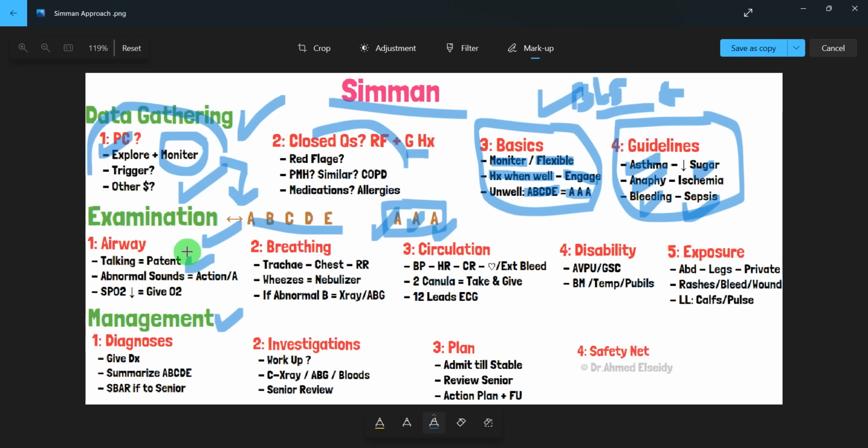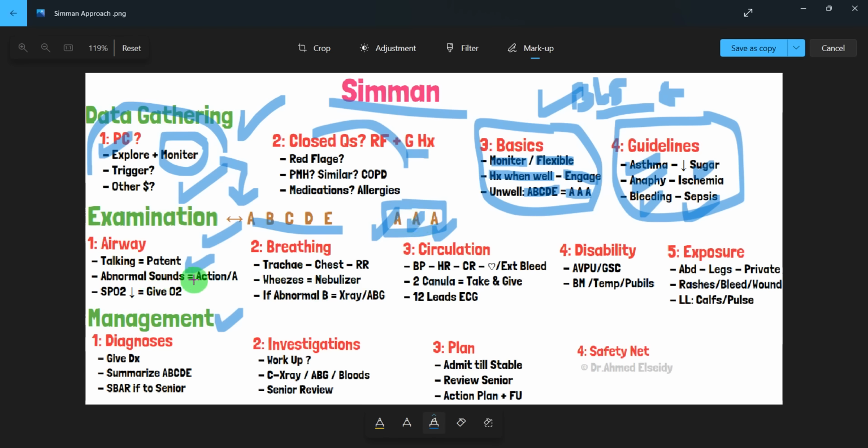What is the second possibility? The patient might not be talking. He might be giving you abnormal sounds like gargling sounds, snoring, stridor. For example, in an anaphylaxis case, what would you do for that? If something is abnormal, I will do an action, and I will do an assessment again.